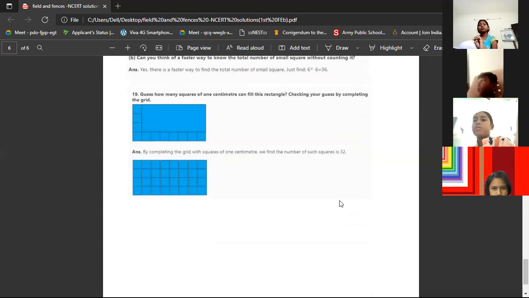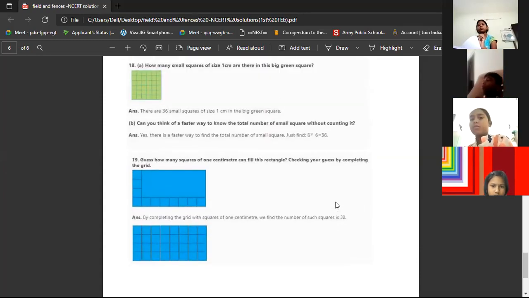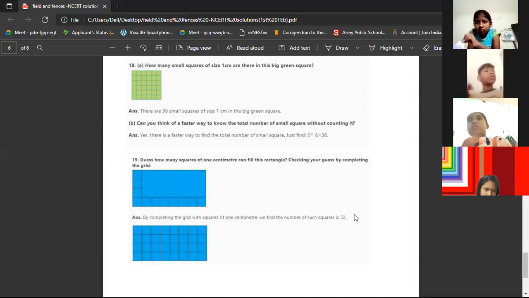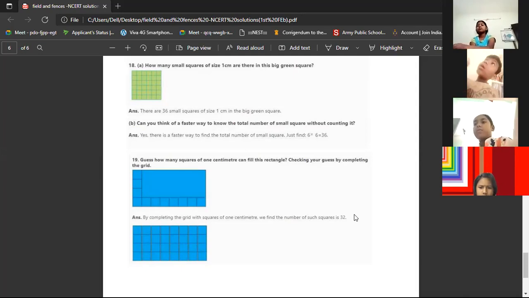Similarly, try to answer the next one. What about this? Blue boxes are there. In total, how many are there? Total how many boxes are there? Sir, 32, sir. Total 32 are there.